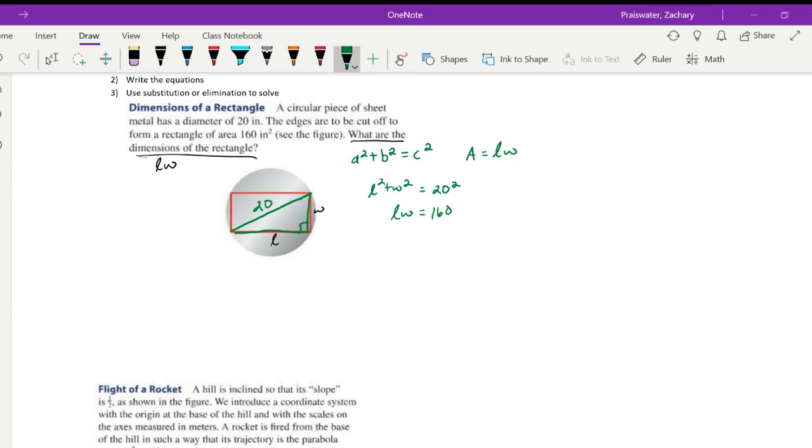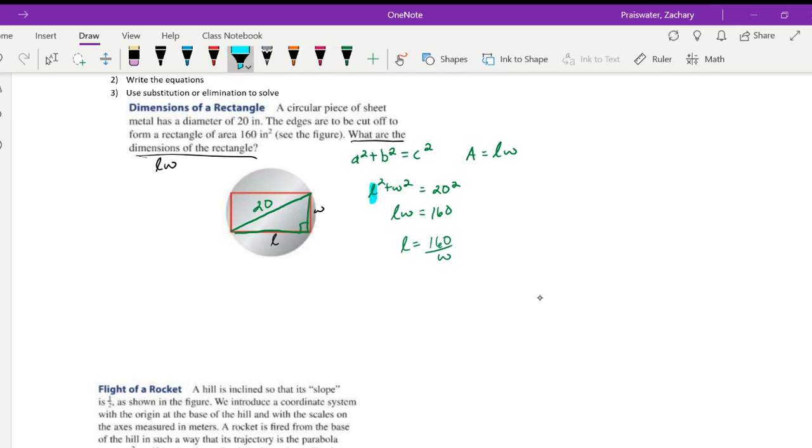And then we can solve this using substitution. Let's see, what would be the quickest way? Maybe you could use substitution by getting w by itself on the bottom here, and we'll change this to 400 in a minute. So if I solve by, or divide by w, then length is equal to 160 over w.